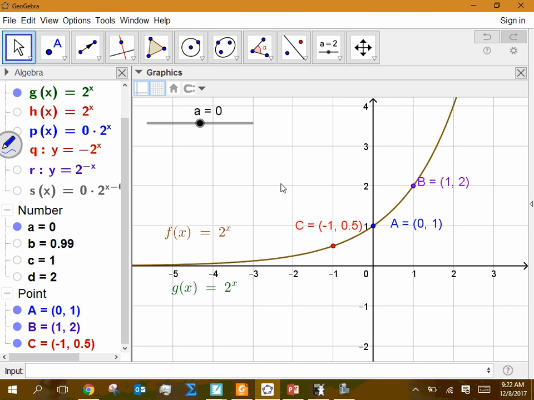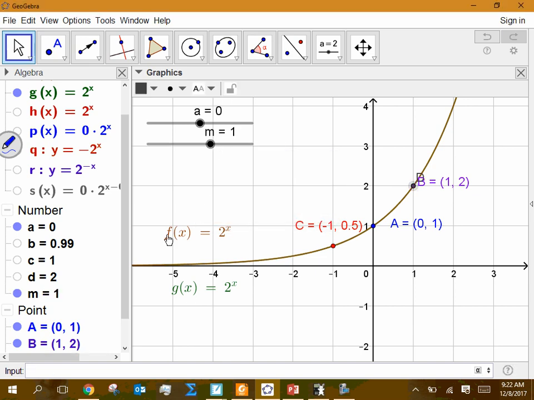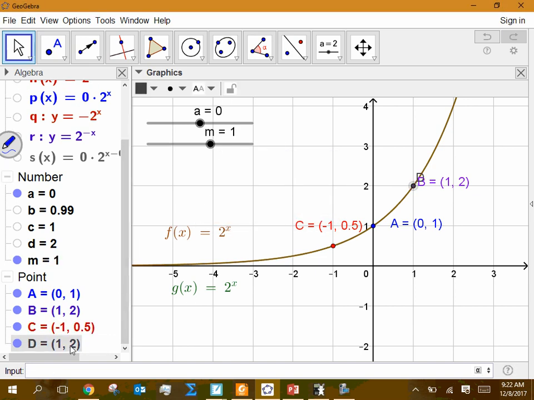So, for instance, let's see if I can do this real quick. Let's just say, let's create an ordered pair. We'll call it m comma f of m. It's going to ask me to create a slider for m. We see some order. So when I say m comma f of m, it's going to take the value that is on this slider here, okay, and it's going to let that be my x value.